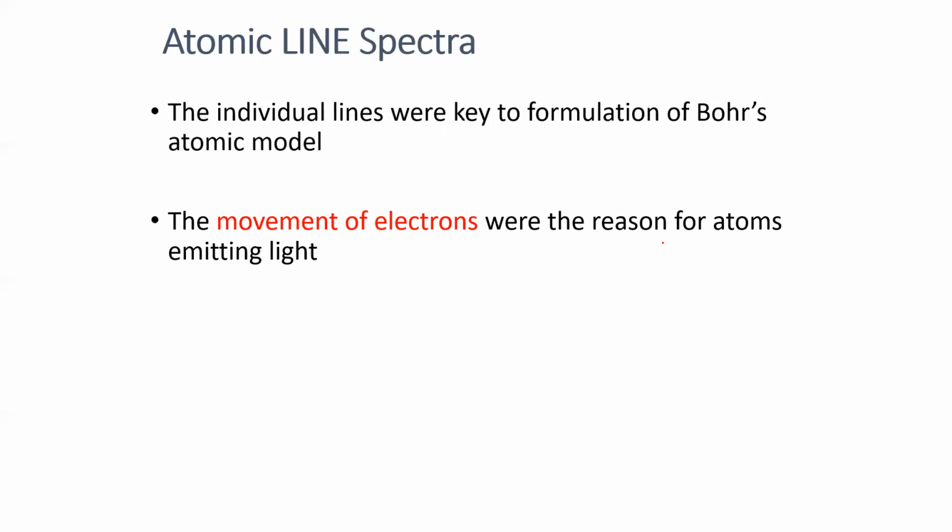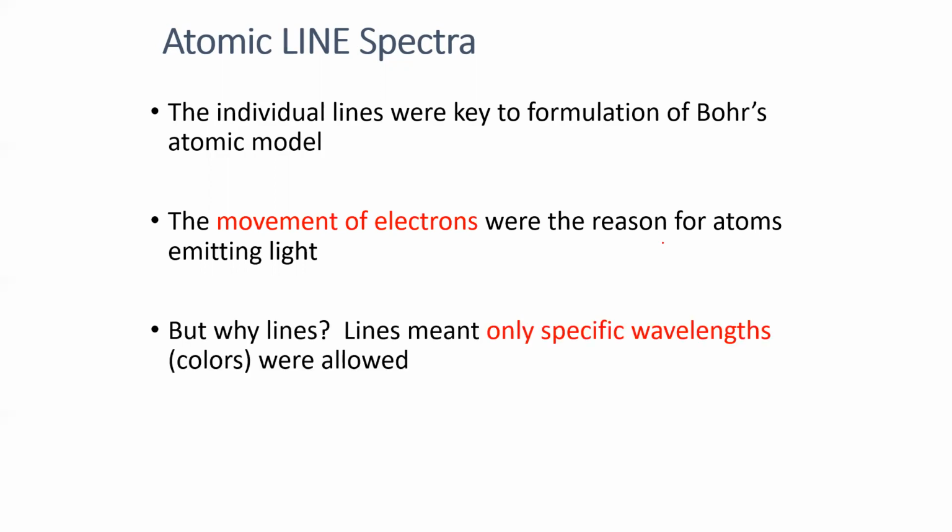So the movement of electrons was the reason the atoms are emitting light. As they absorb energy and go to higher states, when they drop back down, they're emitting light. But why lines? Lines mean only specific wavelengths were allowed. So that means only specific amounts of energy were released. Otherwise, it'd be continuous.